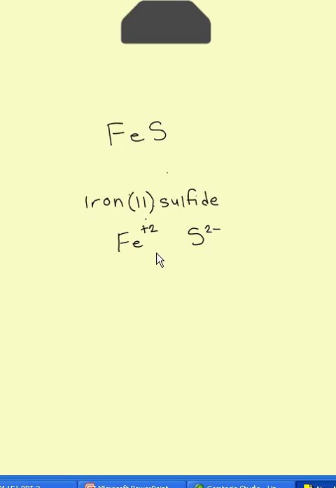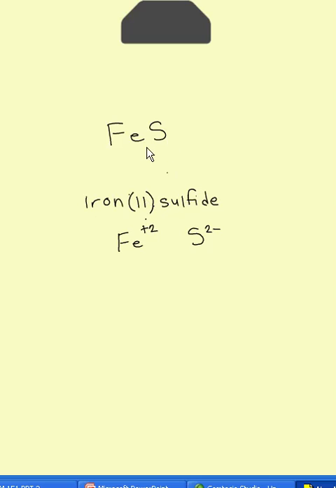Let's look at this. We're going to name our cation first, our anion second, that's sulfide, and then iron has a variable charge, so we've got to figure out its charge. Well, we know that sulfide has a charge of -2 always. So it's a 1-to-1 ratio here. So to cancel out that -2, iron's got to have a +2. So my answer, being the name of this, is iron 2 sulfide.